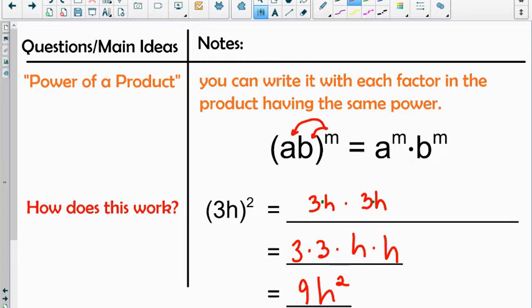It becomes 9h squared. Now, using the property, if we were to show our work, we distribute the exponent. So we say it was 3 squared times h squared, and each one gets squared. And we would result in 9h squared that way as well. So when in doubt, you can always write it out in expanded form and then group together your like factors when you simplify your answer, or these properties allow us to get there a little bit faster.